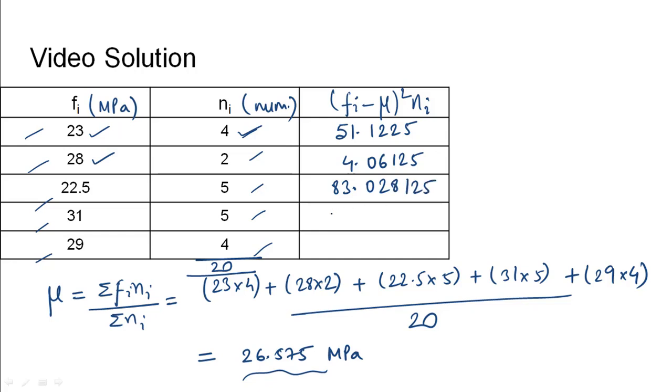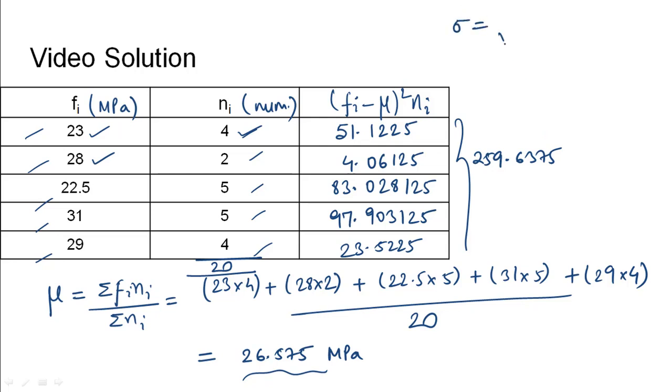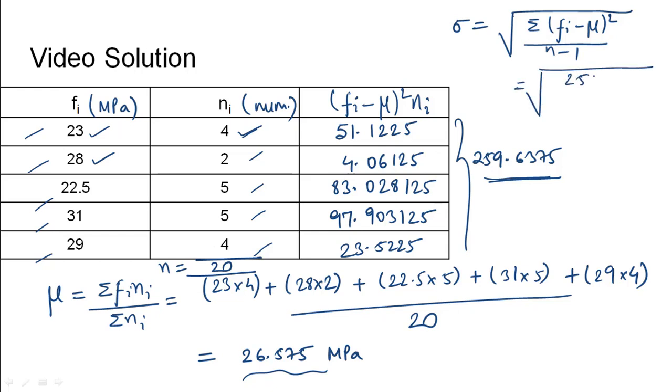83.028125. For the fourth category we would get 97.903125, and for the last category we would get 23.5225. So we should sum all these values and we would get 259.6375. So we know that sigma is given as the square root of summation Fi minus mu square, which is the same as this number, divided by N minus 1. Here N is 20. Substituting the values, we would get square root of 259.6375 divided by 20 minus 1.